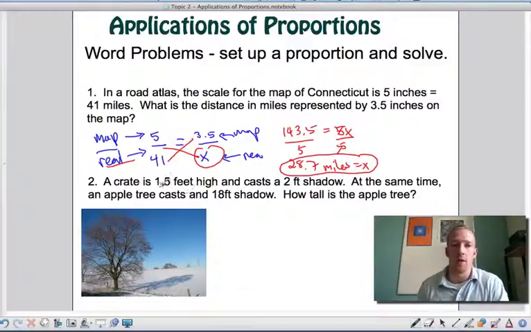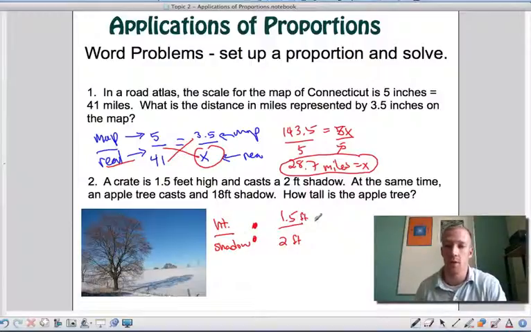All right, so here we're comparing the height of a crate, 1.5 feet, and it casts a 2-foot shadow. So we're comparing the height versus the shadow, height per shadow. So the way we're going to do that there is 1.5 feet cast a 2-foot shadow. You can add the units. I didn't put them here. It's not really essential as long as you're always comparing the right things in the right places.